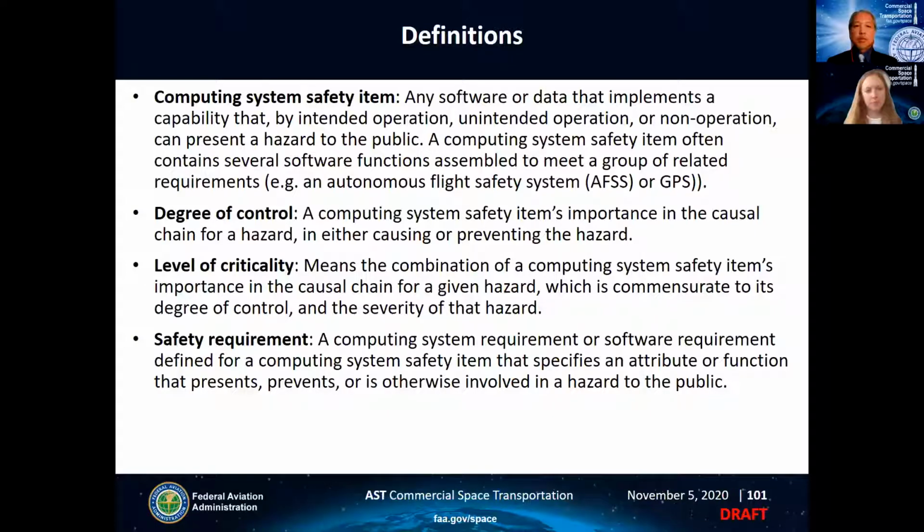that could be confusing is safety requirement. In the context of 450-141, a safety requirement is a computing system requirement or software requirement defined for a computing system safety item that specifies an attribute or function that presents, prevents, or is otherwise involved in a hazard to the public. So these are the subset of your computing system or software design requirements that specify safety functionality. Those are the safety requirements that we're referring to in the discussion of 141. Next slide.